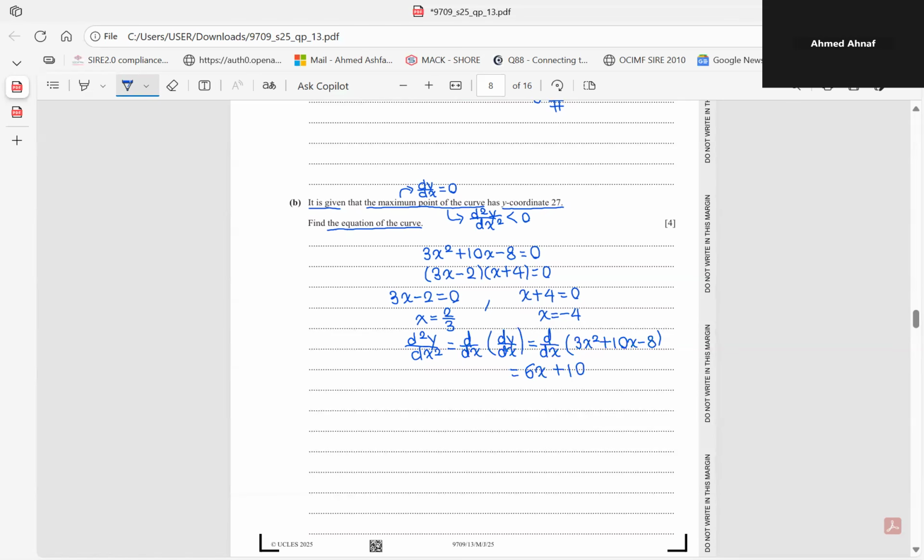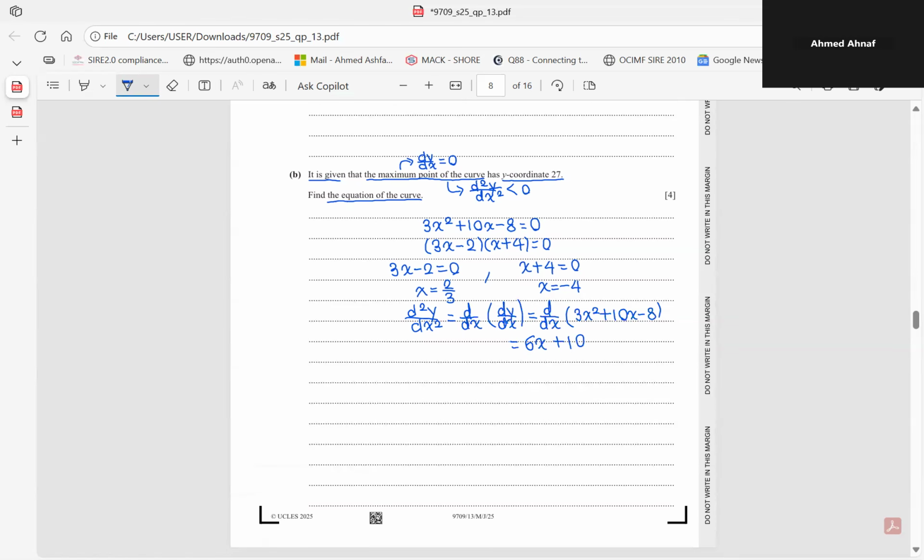Which value of x, when substituted into d squared y dx squared, will give us a negative value? As you can see, it is clearly x equals negative 4. So we're going to sub x equals negative 4 into d squared y dx squared. We'll get 6 times minus 4 plus 10, which will be minus 24 plus 10, which is negative 14. So hence, x is equal to negative 4 and y is equal to 27.